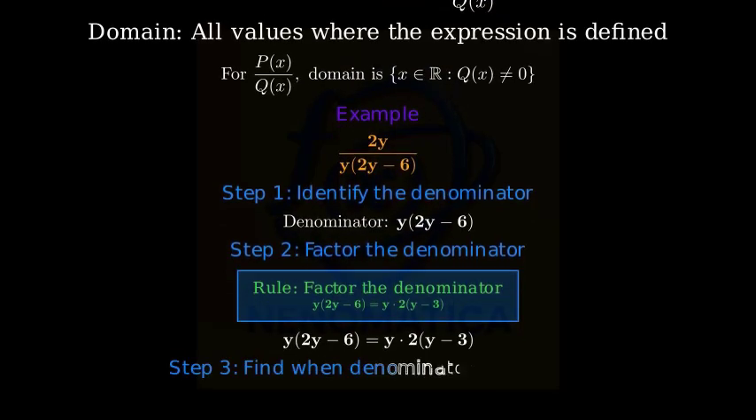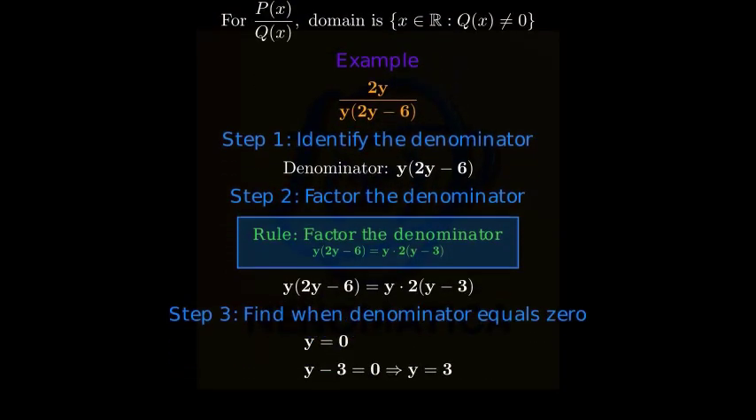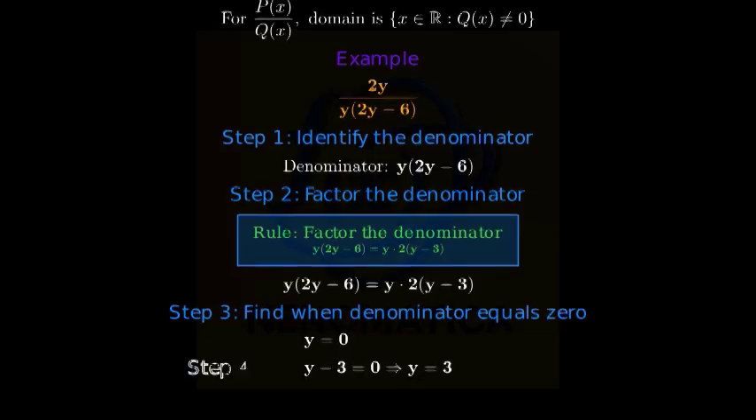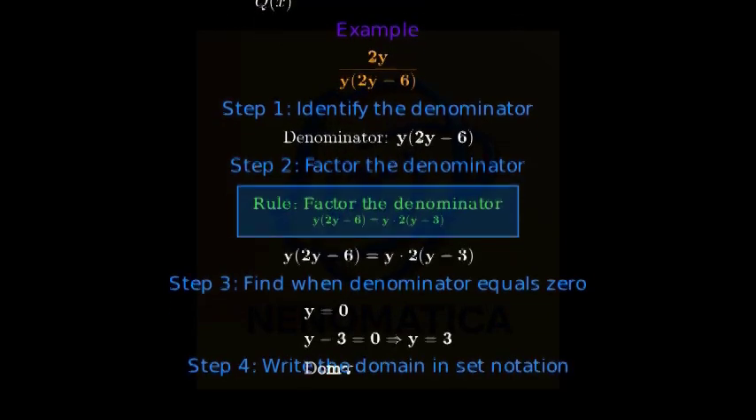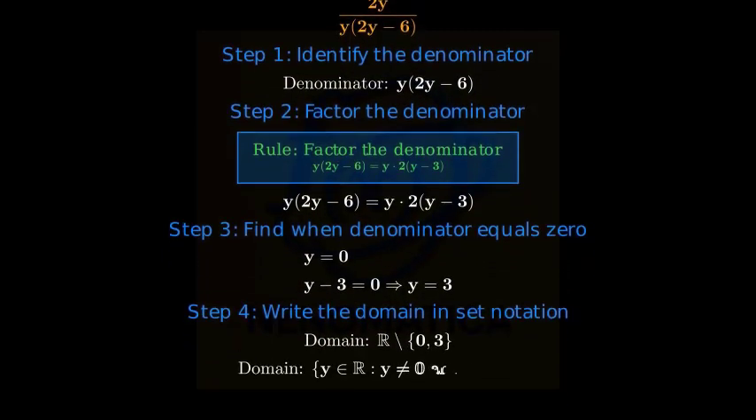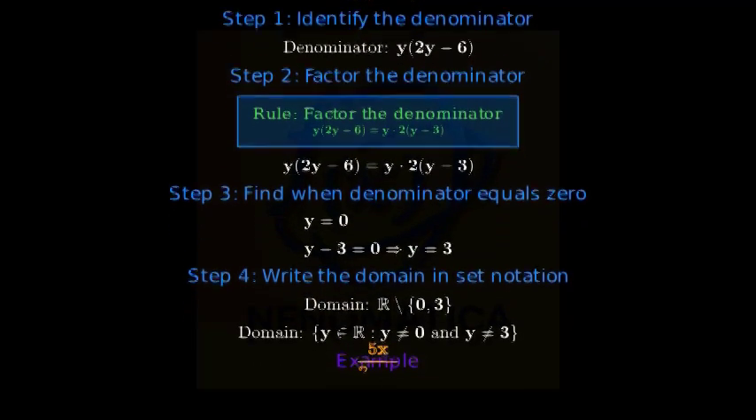Now we need to find values that make this denominator equal to 0. The denominator equals 0 when either y equals 0 or y minus 3 equals 0, which means when y equals 3. Since we can't have y equal to 0 or y equal to 3 in the denominator, we exclude these values from the domain. The domain is the set of all real numbers except 0 and 3, which we write as the set of real numbers minus the set containing 0 and 3. Let's move on to our second example.